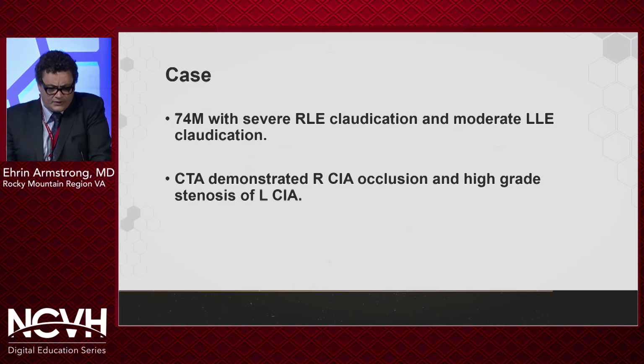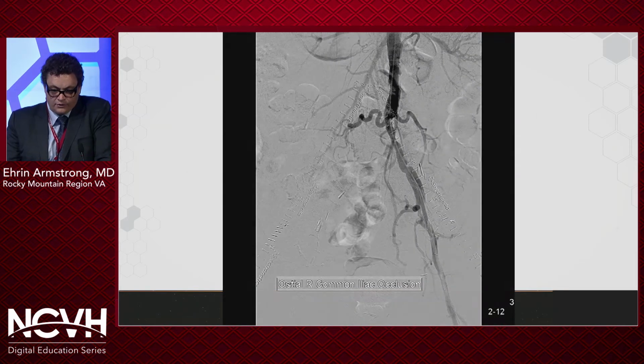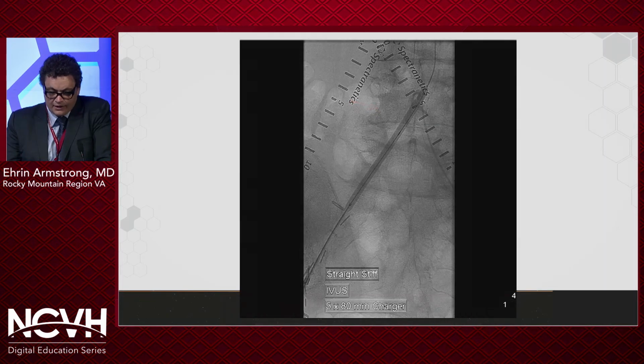To begin with a case, this is an example of a 74-year-old man who had severe right lower extremity claudication and moderate left lower extremity claudication. CTA demonstrated a right common iliac occlusion and high-grade stenosis of the left common iliac artery. You can see here at this baseline angiogram that the patient has a moderate caliber aorta and an occluded right common iliac artery at the ostium with disease of the left common iliac.